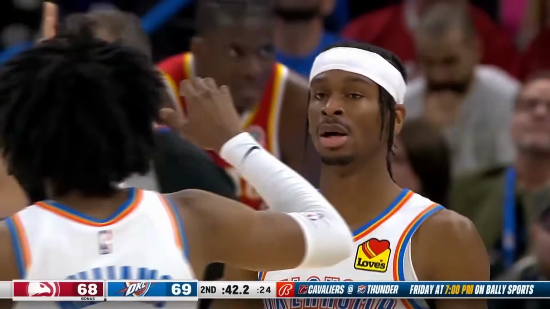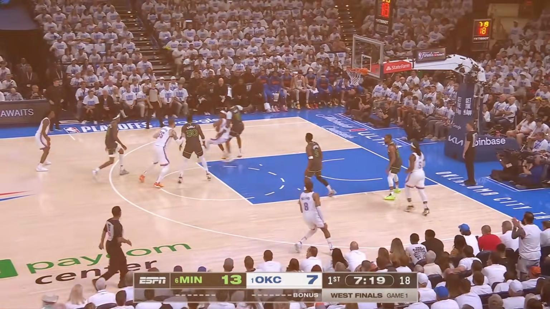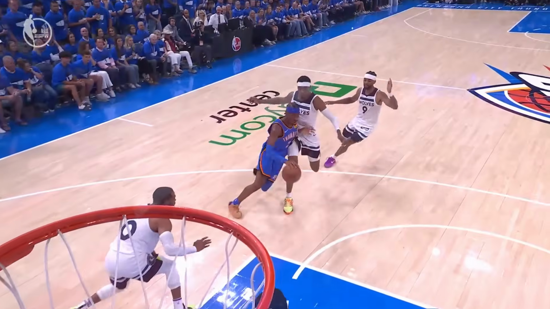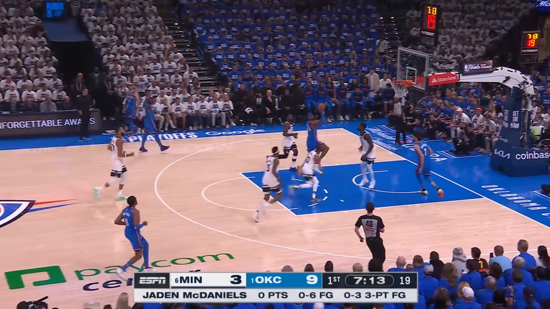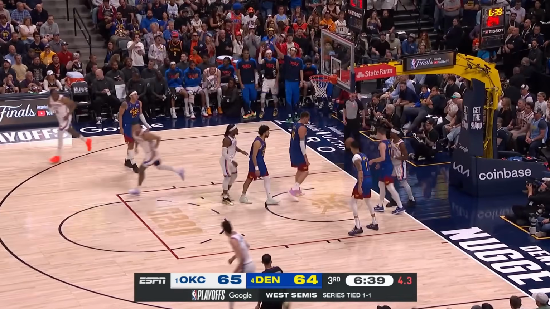This is the part of his game that casual fans don't talk about enough, the mental side. SGA plays like he's in full control, even when the game is chaotic. He doesn't force plays, he doesn't get rattled, and he sees things a split second before everyone else. That's basketball IQ. And you can develop that too.